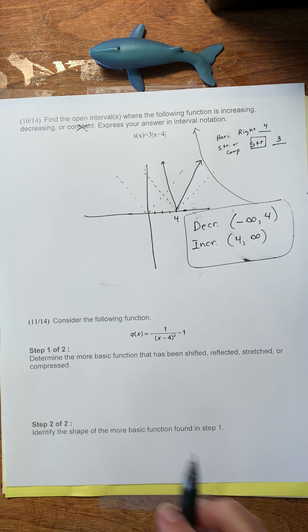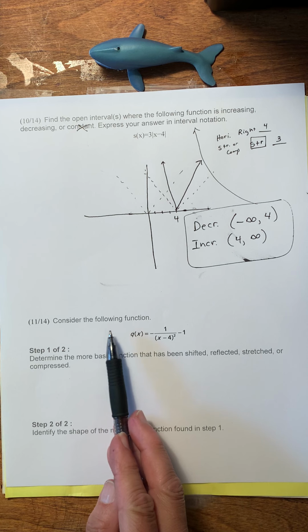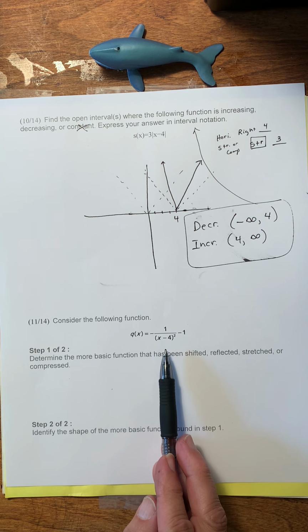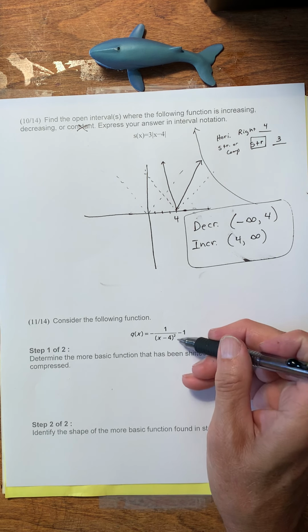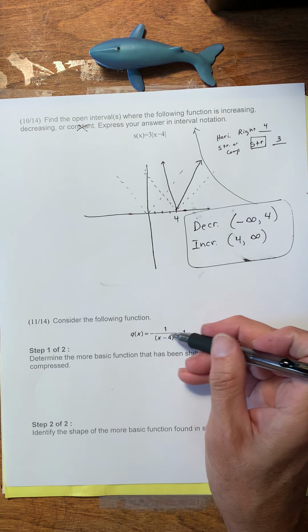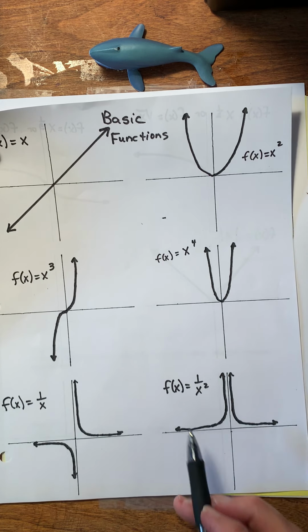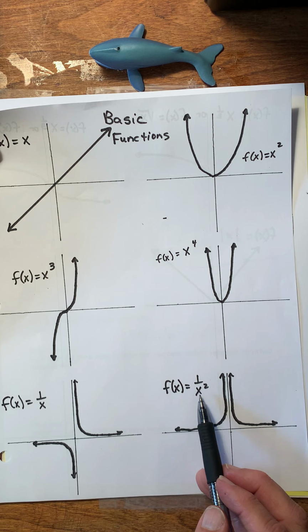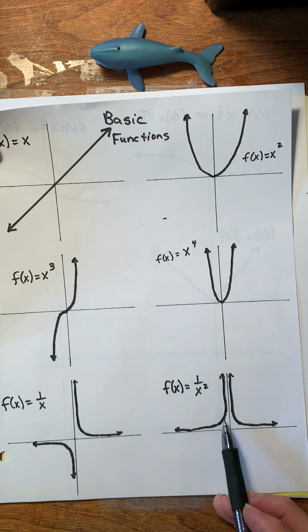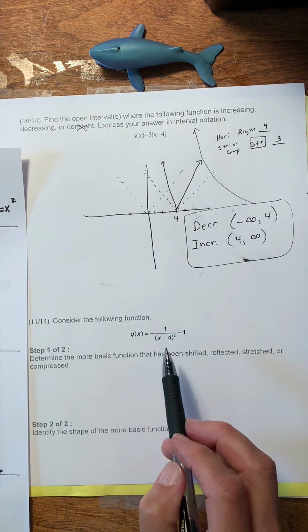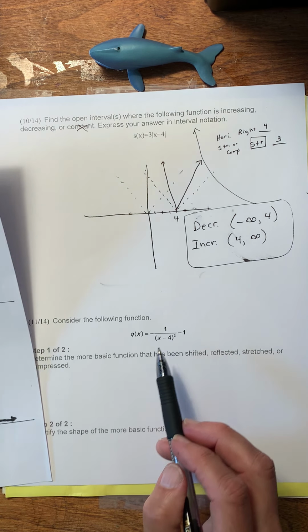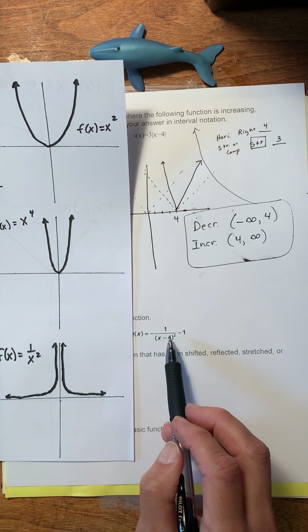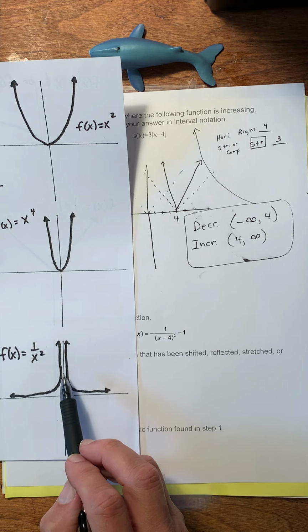All right. Whoa. Consider the following function. Wow, look at this guy. A lot of stuff has been done to it. Notice that the squared part is in the denominator. So as I look at my basic functions, look at this. 1 over x squared. This is the basic function that's being transformed by this guy right here. The good news is we don't have to sketch this. All we have to do is observe that this is that being transformed.